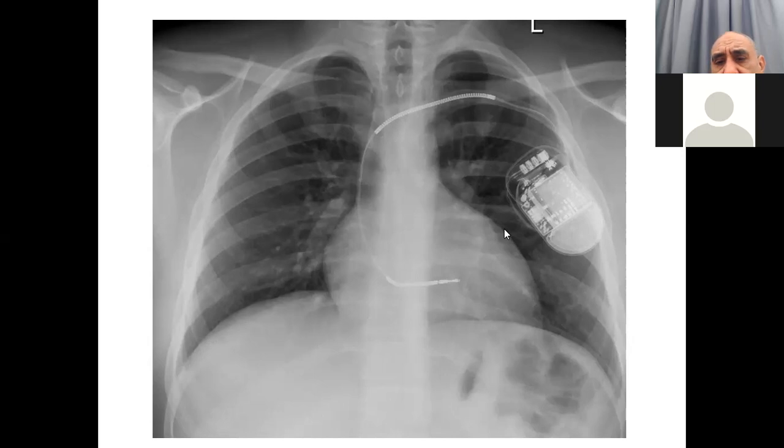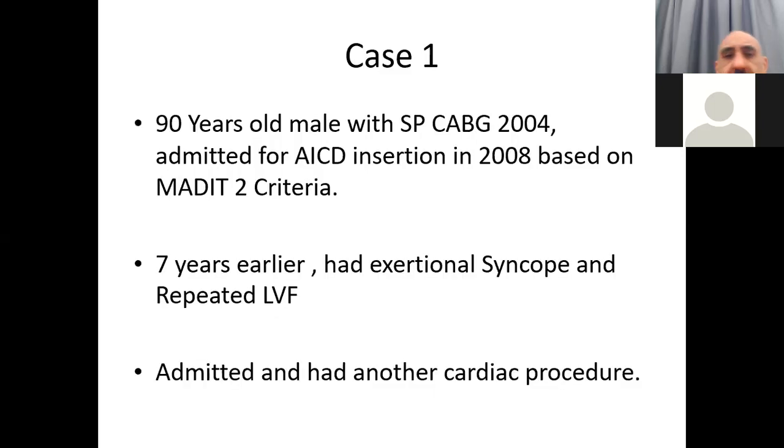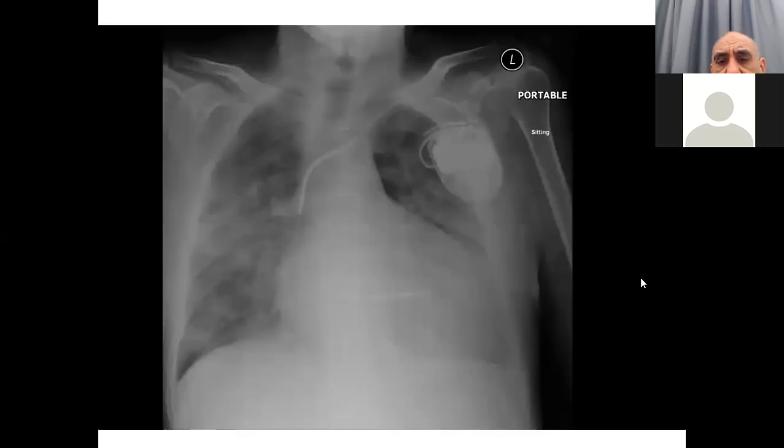Let us take another case of a 90-year-old male who had CABG, open heart surgery, in 2004, and he was admitted for an ICD in 2008 because his LV function is poor, and eventually he developed exertional syncope and repeated pulmonary edema. So this is his X-ray finding of a patient who underwent prior CABG and had a prior ICD.